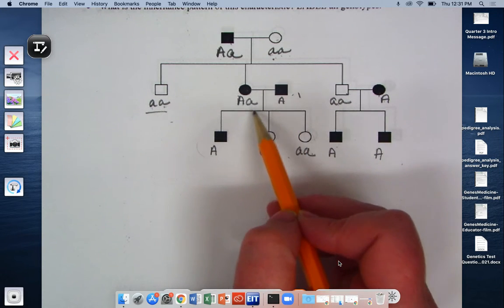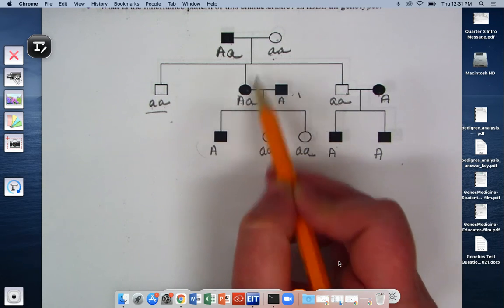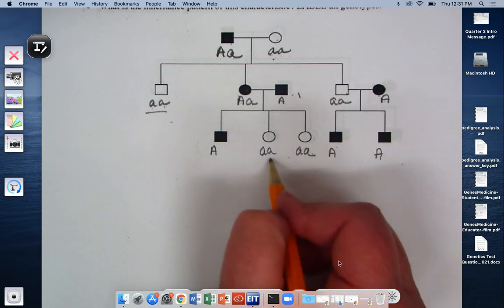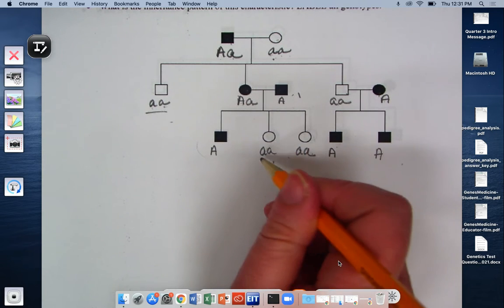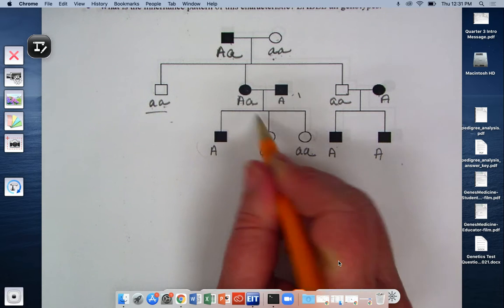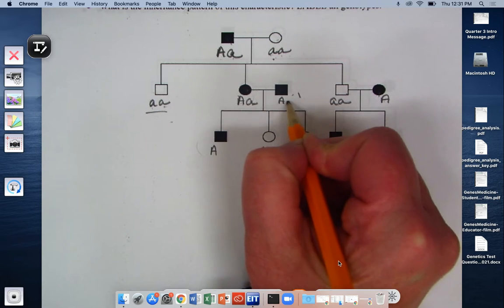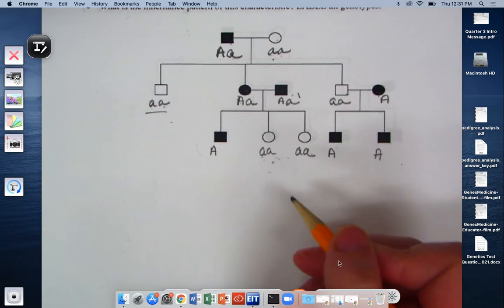So now I have this set up where I know this is a capital, this is a capital. I know they have the lowercase because of the parent. Now what about down here? So these two children have lowercase a. They got one from this parent. So what do they get from this parent? A lowercase a.